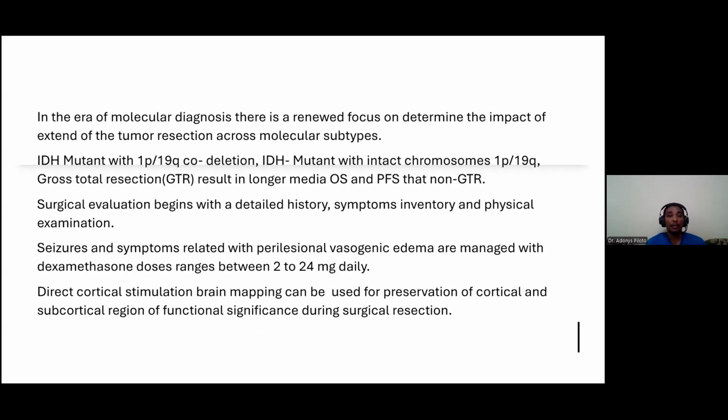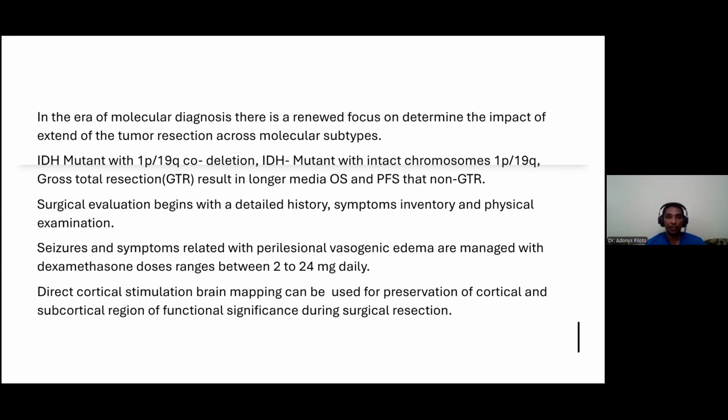In the era of molecular diagnosis, there is a renewed focus on determining the impact of extent of tumor resection across molecular subtypes: IDH mutant with 1p19q co-deletion, and IDH mutant with intact chromosome 1p19q. Gross total resection results in longer median overall survival and progression-free survival than not gross total resection.